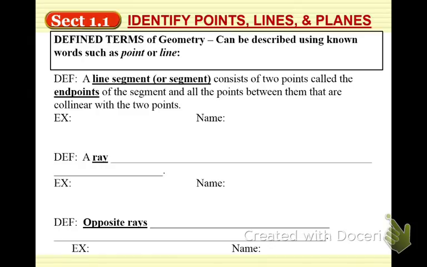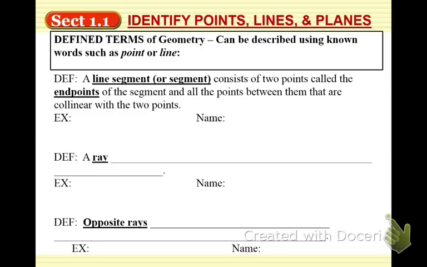Okay? Now that we have these undefined terms, now we know that points, lines, planes exist, right? We can use those to develop the rest of our language for geometry, and we can start to actually have definitions for some stuff, right?